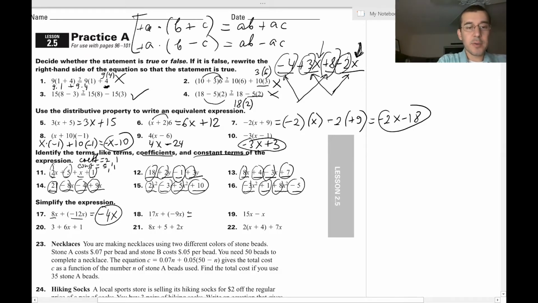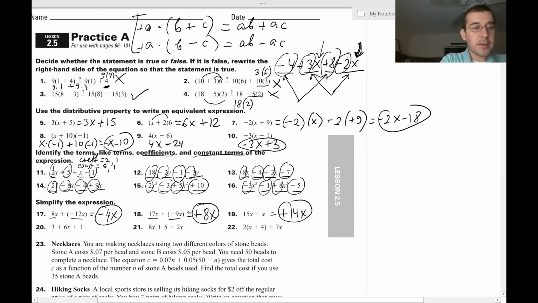18, we are adding up two like terms. Which one is greater, 17 or 9? 17 is greater, so we have plus, and then 17 minus 9 is 8x. 19, which one is greater, 15 or 1? 15 is greater, so we have plus, and then 15 minus 1 is 14x.